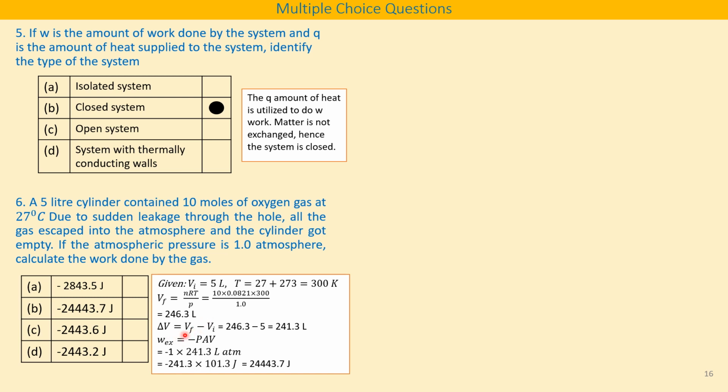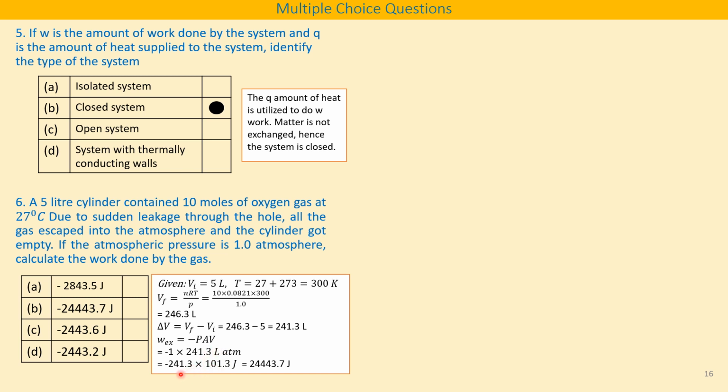We also know delta V is equal to Vf minus Vi. So the new volume Vf is 246.3, and the original volume is given as 5. So the answer is 241.3 liters, and we have to use it in the formula W equal to minus P into delta V, where delta V is the total volume change. Therefore, W is minus 1 into 241.3 liter atm.